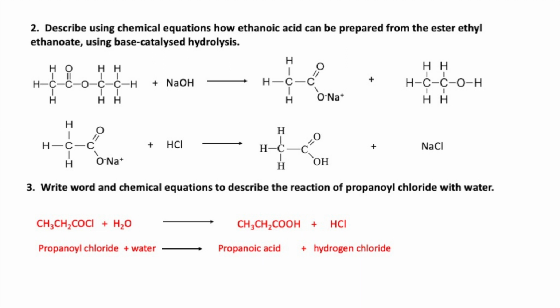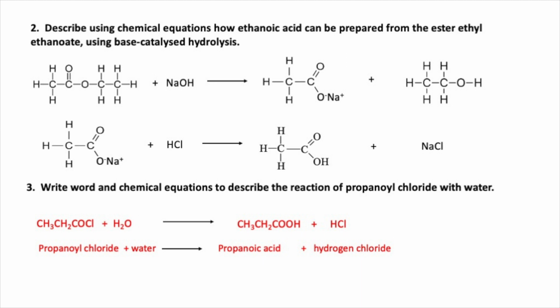Now, base catalyzed hydrolysis is a lot faster than acid catalyzed hydrolysis, even though base catalyzed hydrolysis takes place in 2 steps and acid catalyzed hydrolysis takes place in 1 step. Also notice that the reactions are not reversible in base catalyzed hydrolysis. So now let's go through question 3.